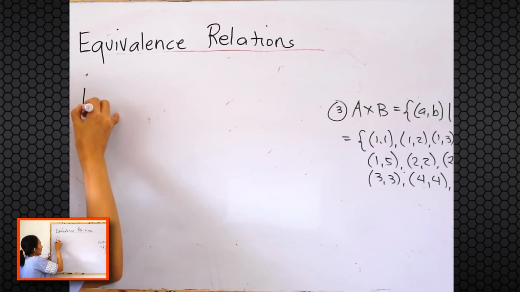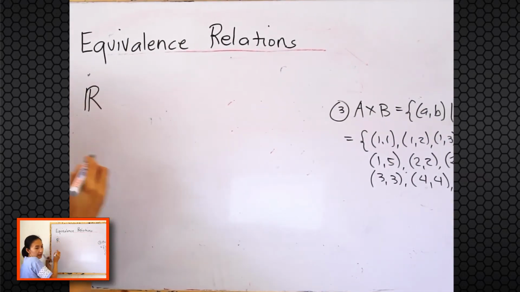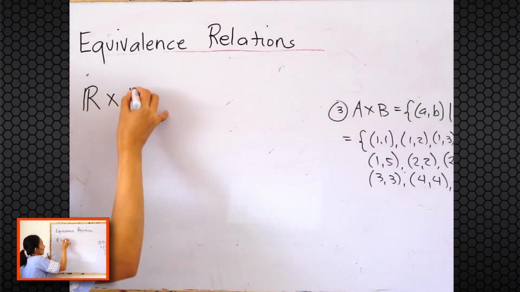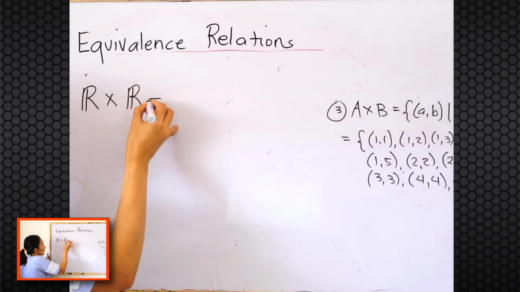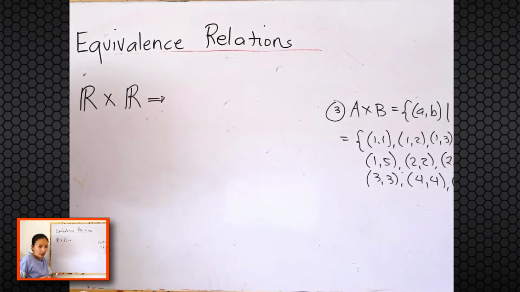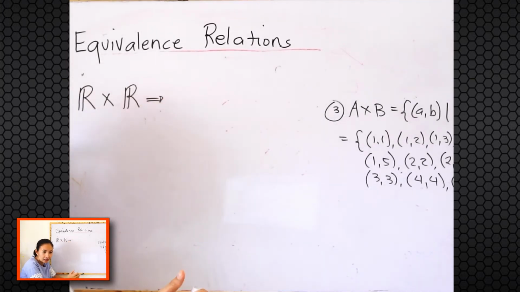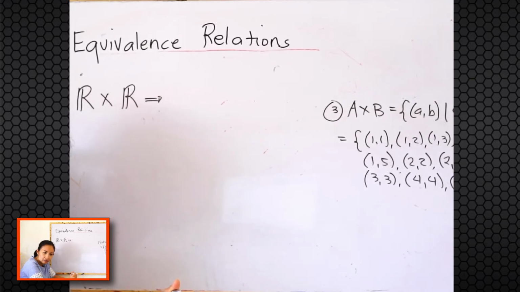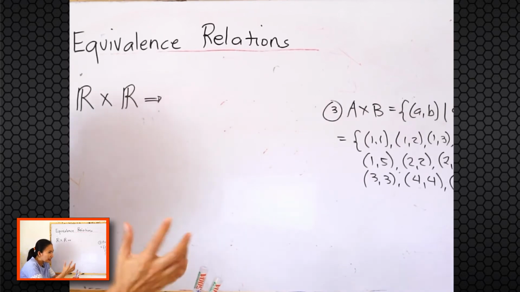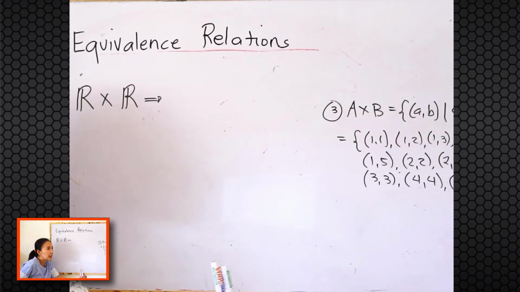Let R be your set of real numbers. What is R cross R? What's the geometric meaning or the geometric interpretation of R cross R? Can you visualize our real numbers? Go back. What is our visual representation of the set of real numbers? Go back to your previous algebra classes.